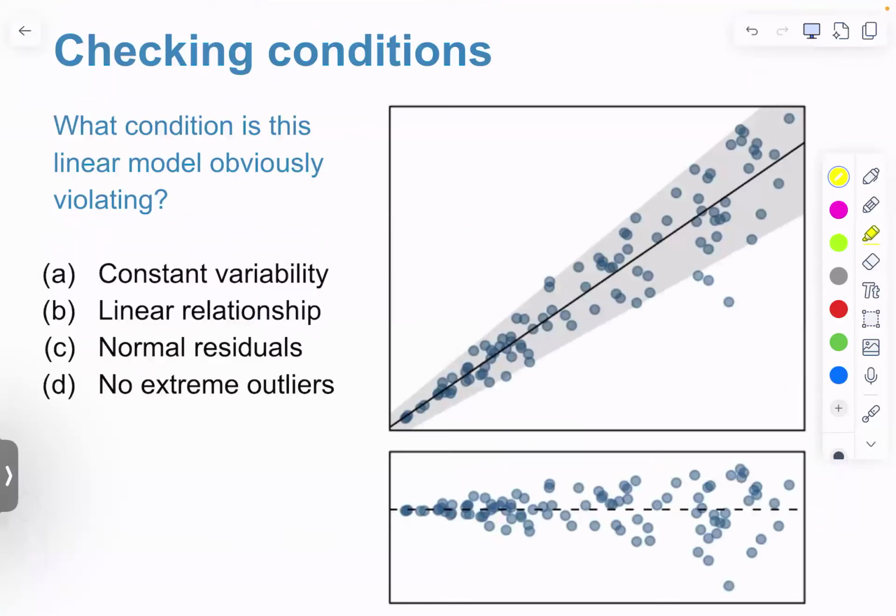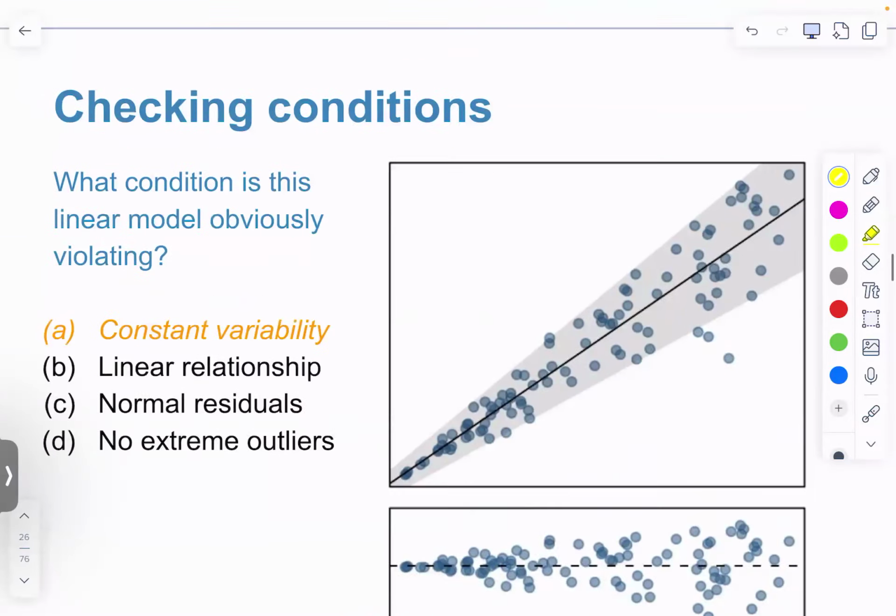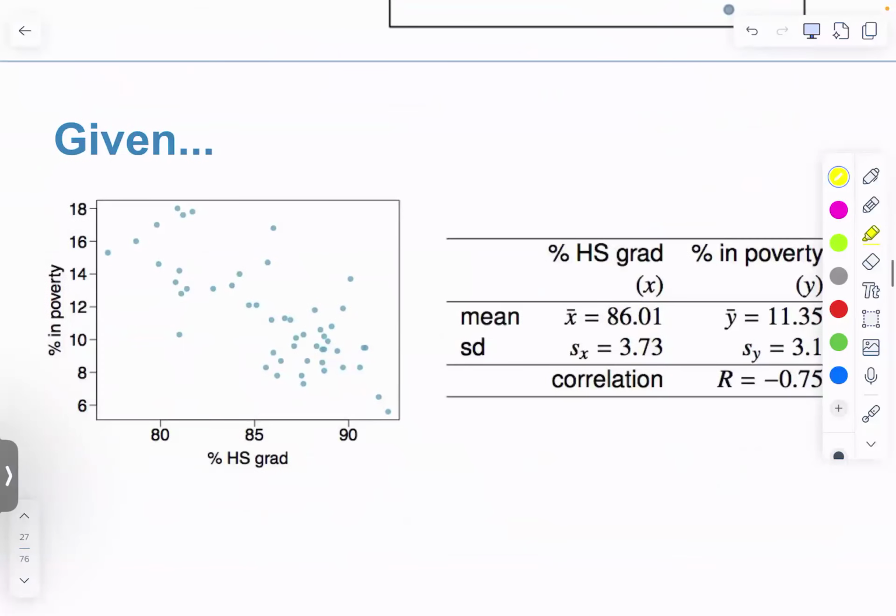What condition is the linear model obviously violating? Linear relationship looks good. And the residuals would probably end up looking normal because they would just all stack, right? Centered on 0, so that still looks good. It's the constant variability that's bad. We have non-constant variability. Good.